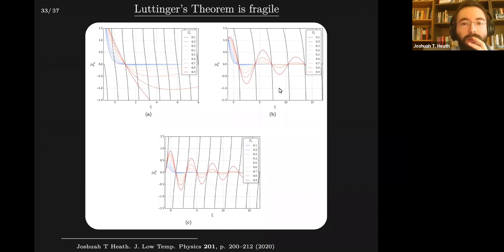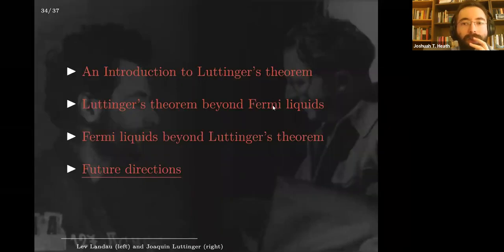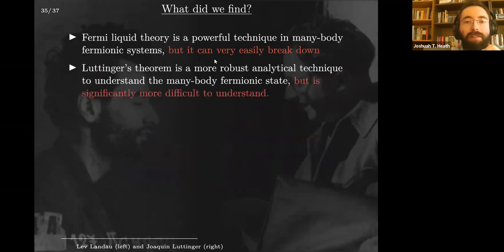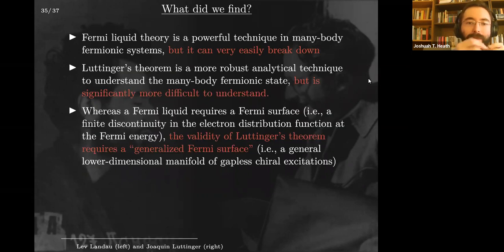Okay. So let me talk about some future directions. So what do we find? Fermi liquid theory is a powerful technique in many body fermionic systems, but it can easily break down. Luttinger's theorem is a more robust analytical technique to understand many body fermionic states, but it is significantly more difficult to understand. And as you've probably seen by now, 60 years later, people are still arguing about it.